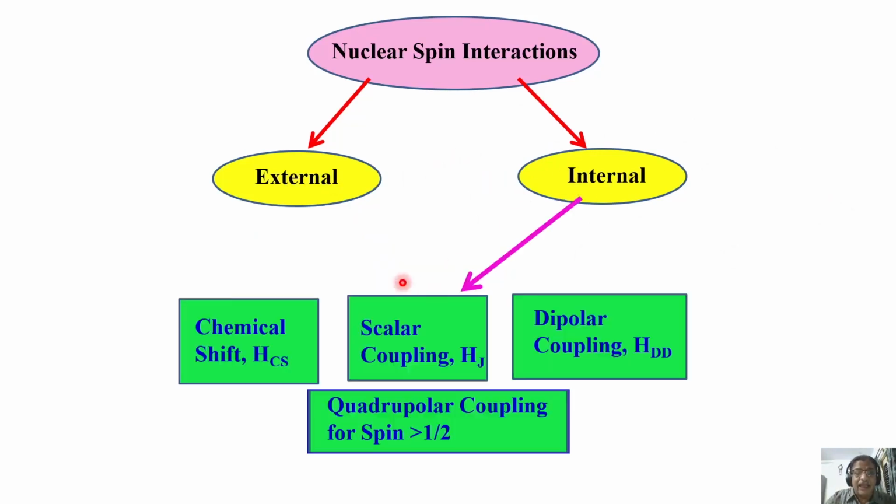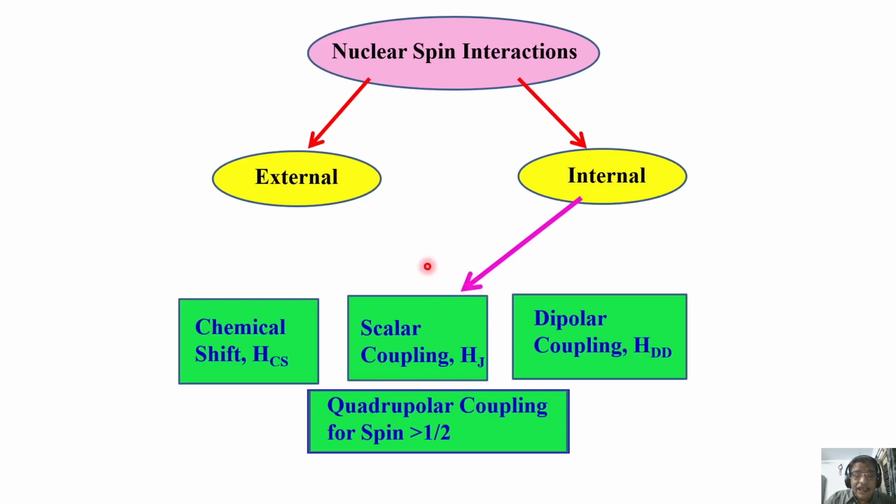Again, I have written four types of interactions. One is the chemical shift. Most important interaction. We will go and understand all these things in detail. Today, in fact, we especially discussed a lot about chemical shifts. This comes because of chemical environment, electronic charge distribution at the site of a given nucleus. That is one type of internal interaction.